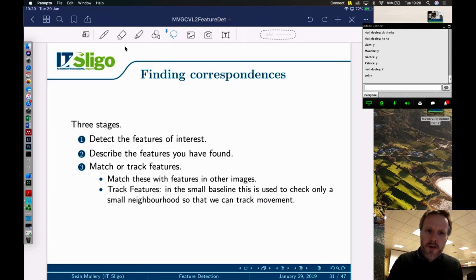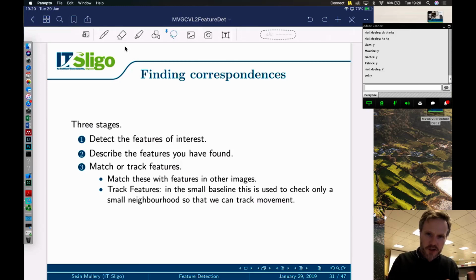What we then do is we try and match the features between two images, or we try and track. So tracking is normally in the small baseline where you're trying to follow where it's going and you're trying to get a sense of how things are moving. So rather than just saying it's in this position in one, it's in this position in the other, over a set of images, we might try and find what is the direction that something is traveling in.